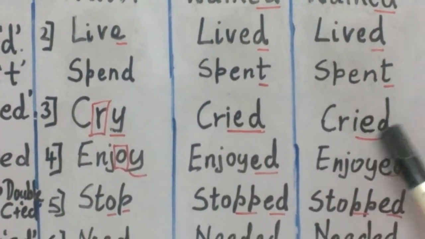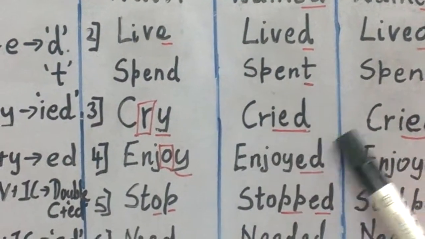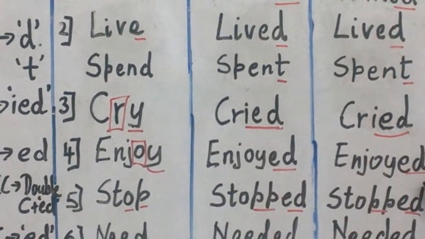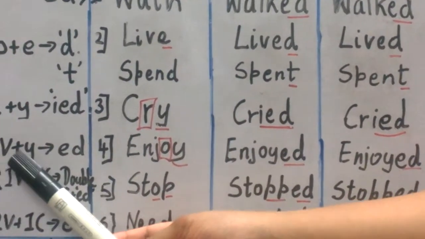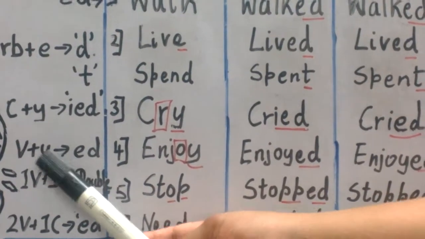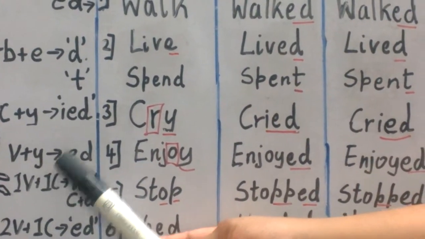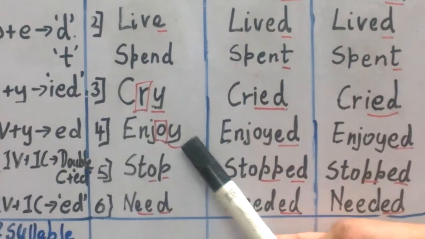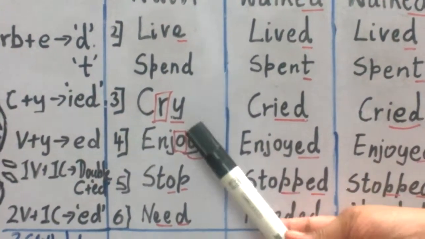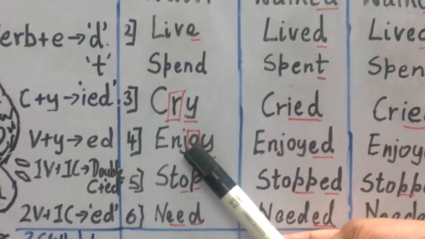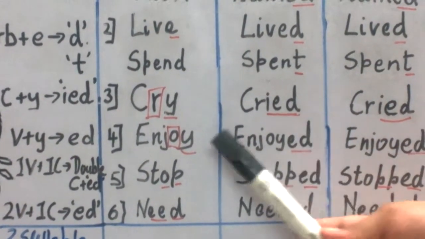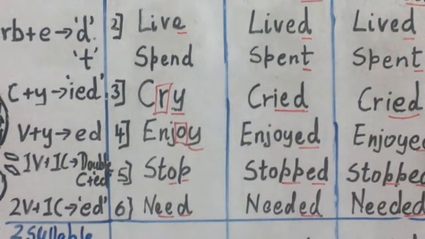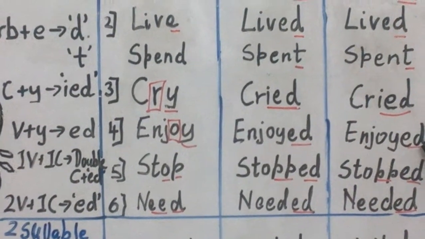The past participle also is cried. So cry, cried, cried. Now let us see the fourth rule. Now we see that a vowel followed by a Y, and we add an ed. For example, enjoy. We see Y, it follows a vowel O, and it becomes ed. So enjoy becomes enjoyed, and enjoyed is the past simple and past participle.